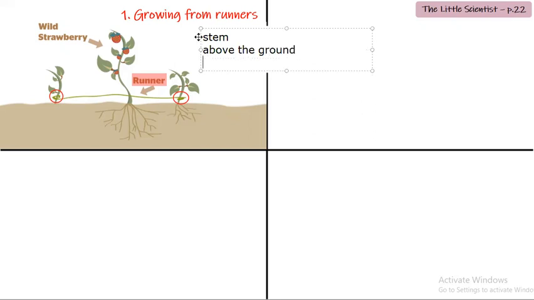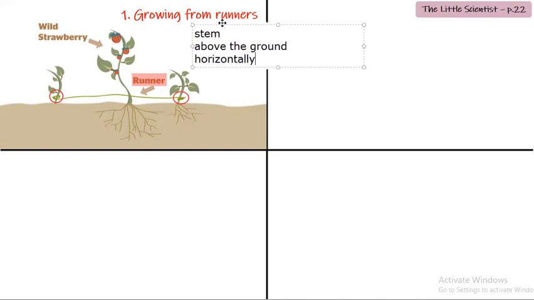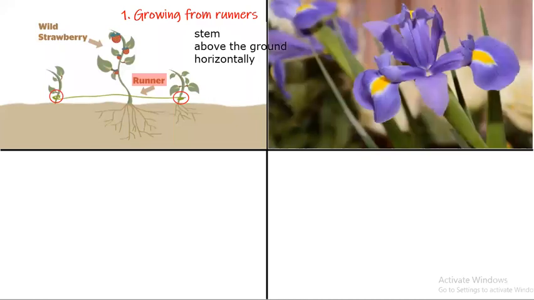How does it grow? It grows horizontally above the ground. At each node of the runner, a new plant grows. So the first type of asexual propagation is growing from runners. An example, the strawberry plant. Another example is the case of the iris flower.